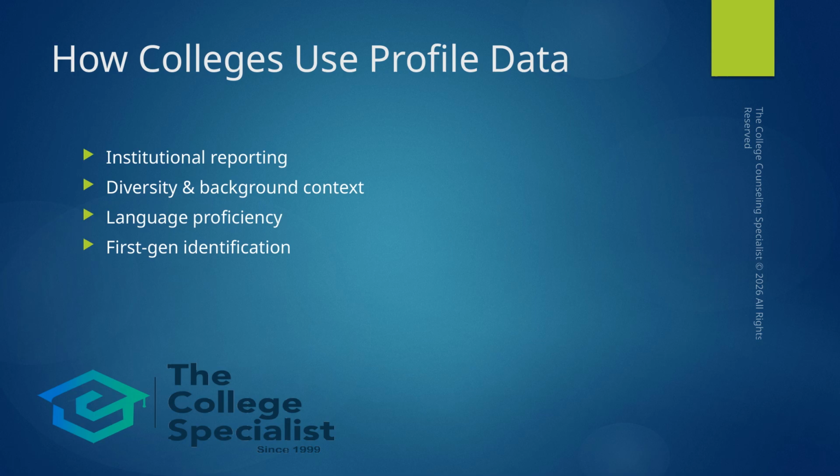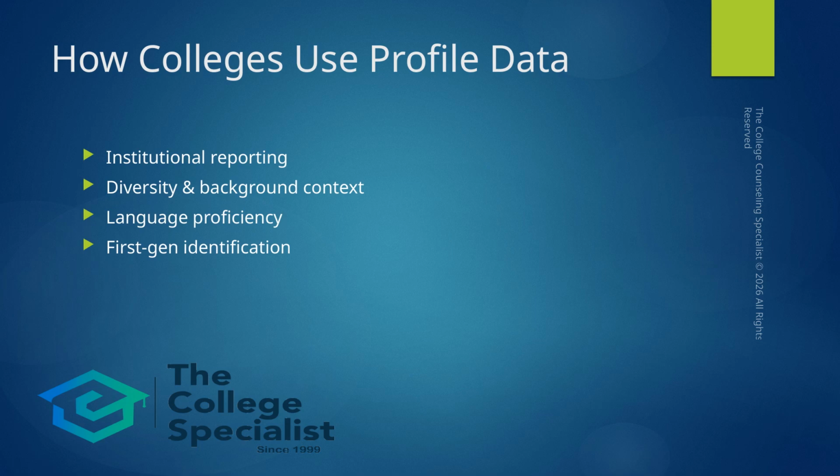Colleges rely on profile data to understand key aspects of your background and identity. Demographic information helps institutions track diversity, equity, and representation across their applicant pool. Language proficiency gives insight into your cultural experiences and communication strengths, especially if you speak multiple languages at home or in school. First-generation status, citizenship, and residency details help colleges identify students who may qualify for specific programs, scholarships, or support services.